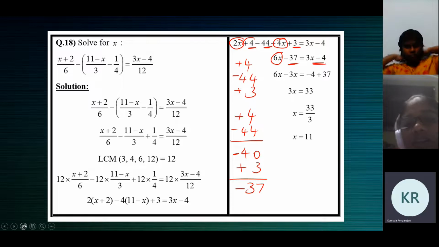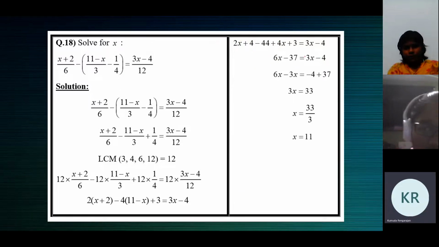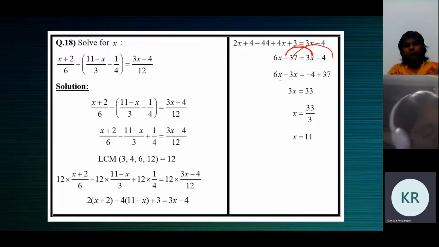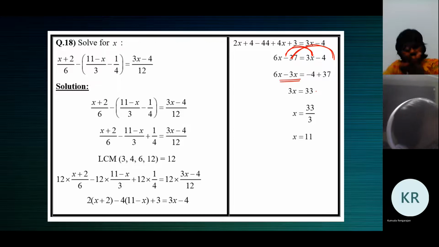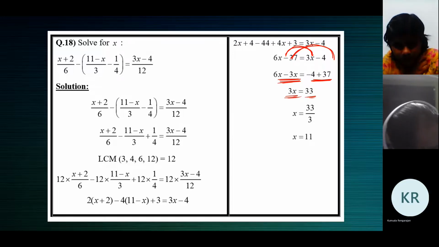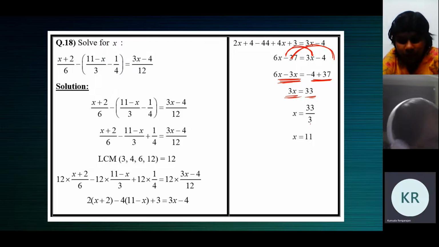Now gather the x terms on one side and the constants or the numbers on the other side. So this will travel minus 3x and this will travel plus 37. 3x will come to the left hand side as minus 3x. Minus 37 will travel to the right hand side as plus 37. 6x minus 3x is 3x. Minus 4 plus 37 is 33. So x is equal to 33 by 3, which is 11.